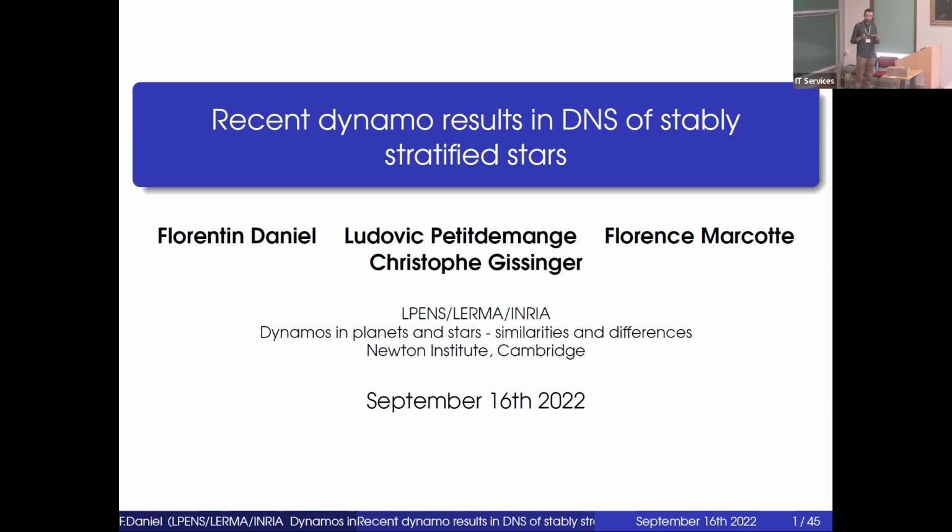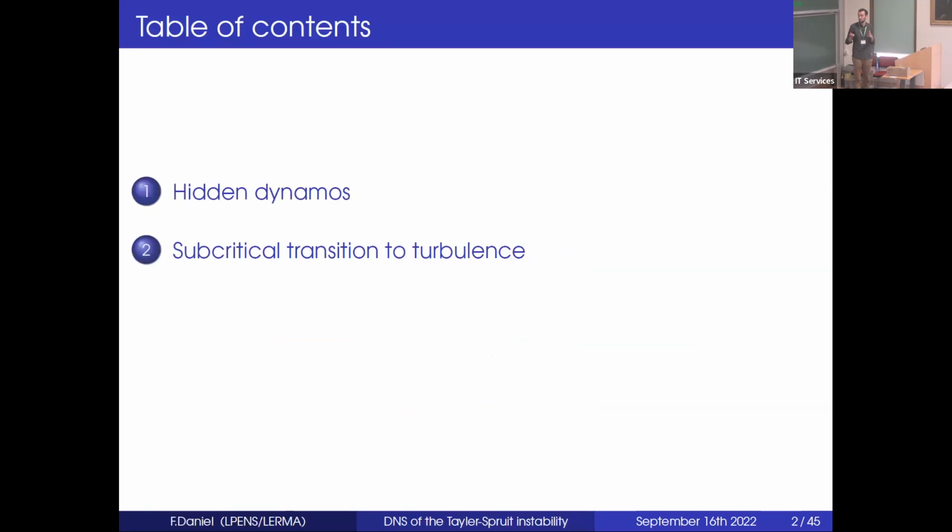So my talk will roughly be divided into two parts. The first one concerns some work that was accomplished before I started my PhD by my two supervisors, Ludovic and C. Gissinger, as well as Florence, who is here, and which focuses on direct numerical simulations of what seems to be a Tayler-Spruit dynamo. That has many similarities with theoretical predictions. And starting from that work, I will focus more on the subcritical nature of this dynamo and try to show you how we've built a reduced model describing the main dynamics at hand.